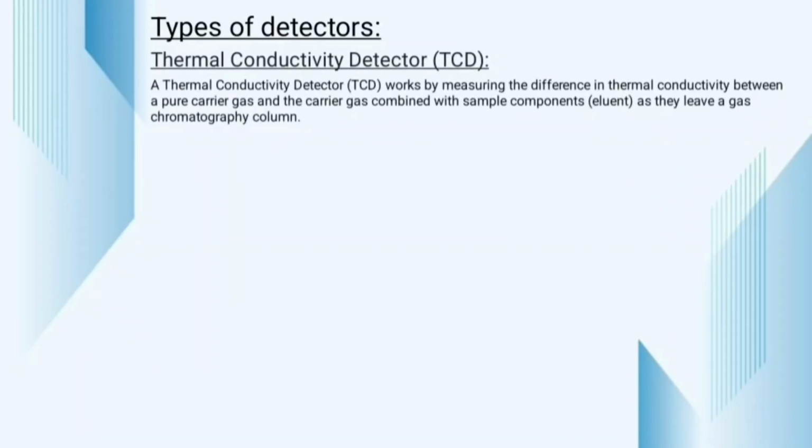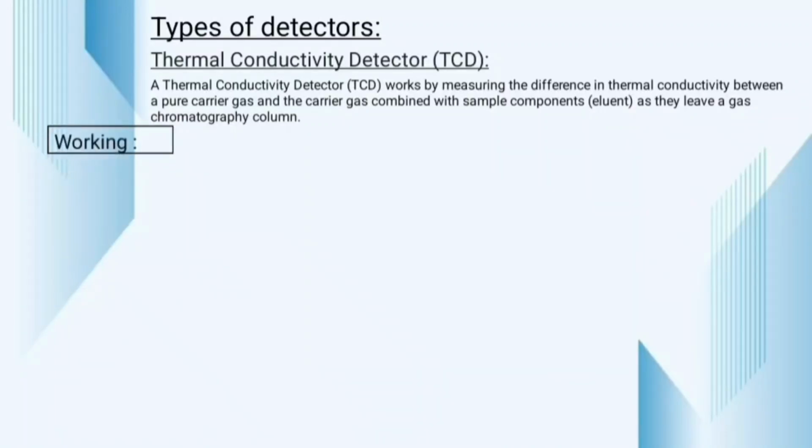It is a universal, non-destructive gas chromatography detector that measures the concentration of sample components by detecting the changes in thermal conductivity of carrier gases using a heated filament, typically platinum or tungsten. It works on the principle that different gases conduct heat at different rates.